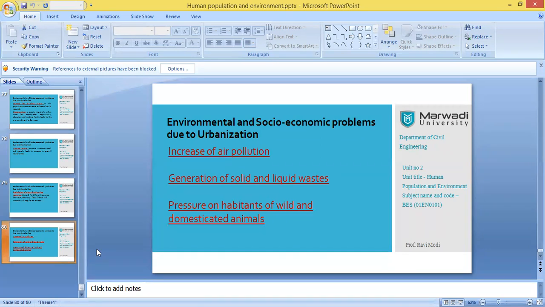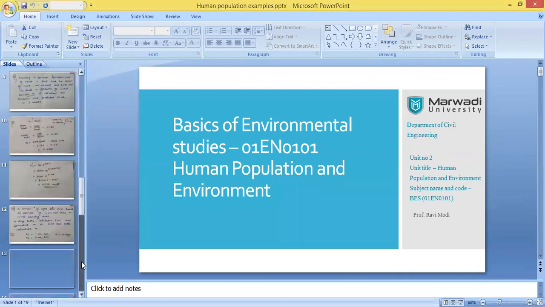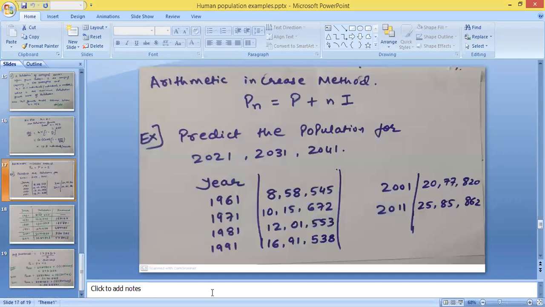So any doubt over here? One numerical is there to be covered, so I will just do that in a while. Any doubt over here? Yes, please tell me on any of the points that we have discussed up till now. Yes, so the question is regarding the arithmetic increase method.